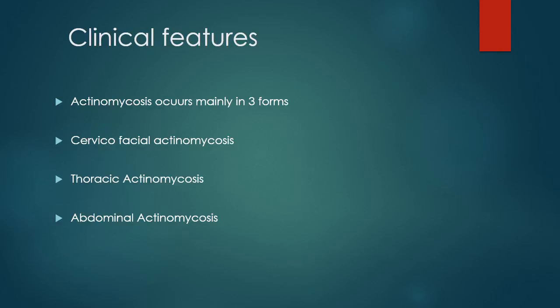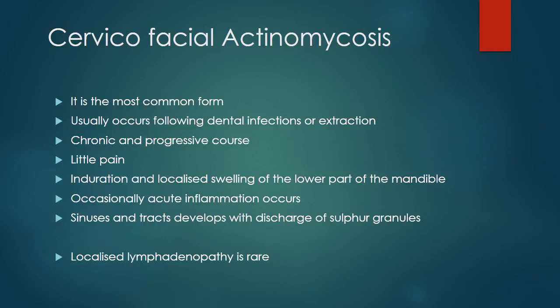Coming to the clinical features of this disease, actinomycosis occurs mainly in three forms: cervicofacial actinomycosis, thoracic actinomycosis, and abdominal actinomycosis. Of all these, cervicofacial actinomycosis is the most common. What should we know about it? It is the most common form and it usually occurs following dental infections or extraction of teeth. It usually occurs as a chronic and progressive disease. Patients sometimes feel a little pain and induration and localized swelling of the lower part of the mandible.